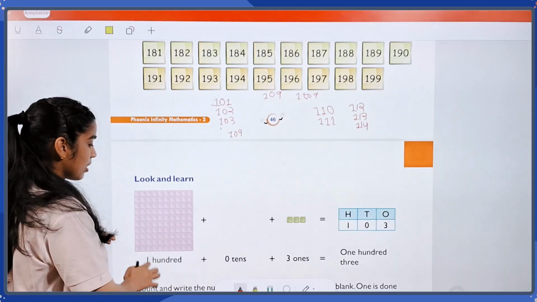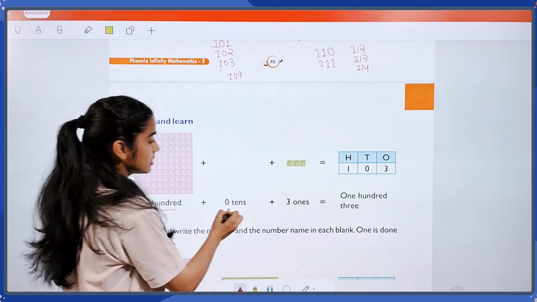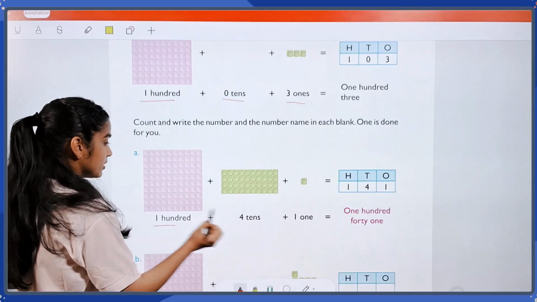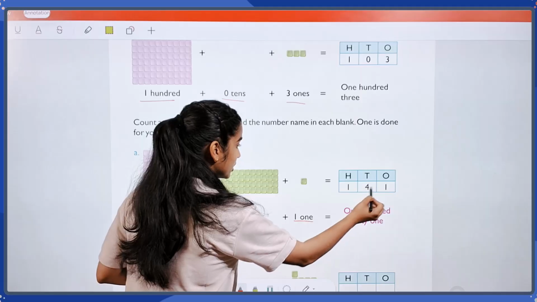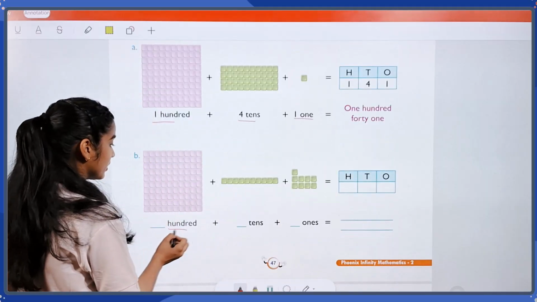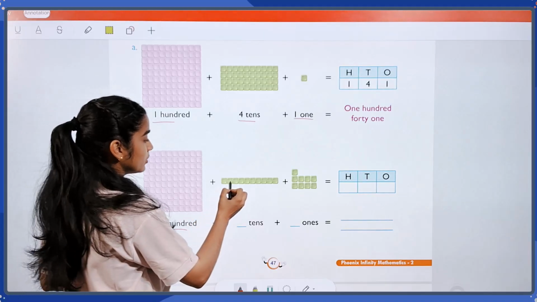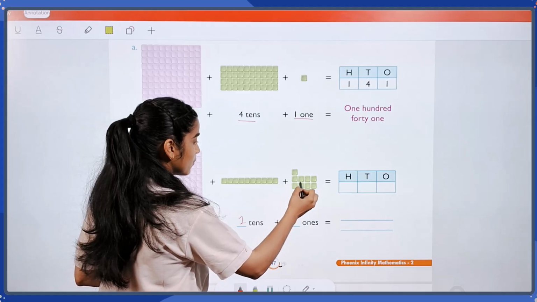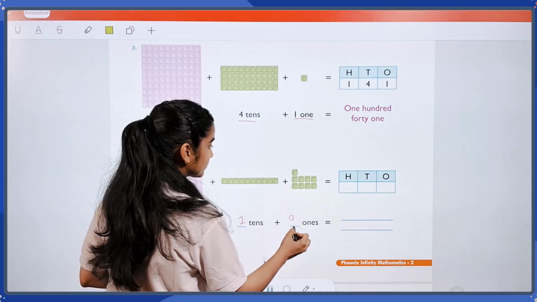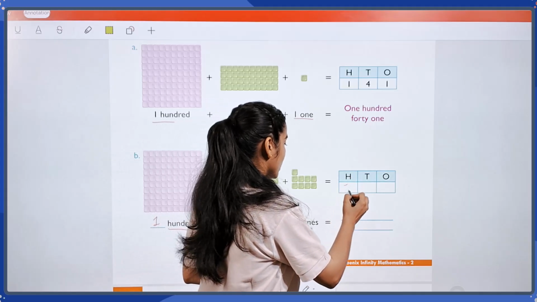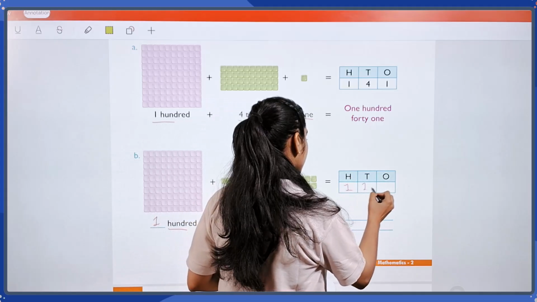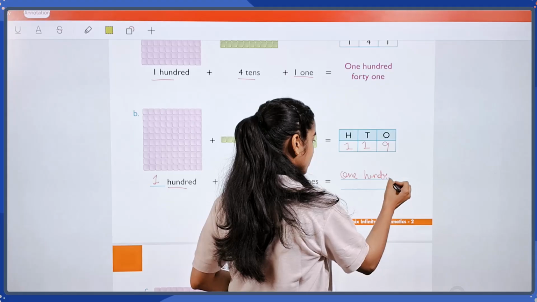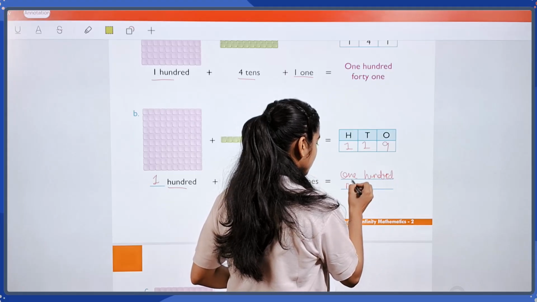Now look and learn. How many hundreds do we have? 1 hundred, 0 tens and 3 ones, which means 103. Now 1 hundred, 4 tens, 1 one, so 141. Now 1 hundred. How many tens? 1, 2, 3, 4, 5, 6, 7, 8, 9, 10. 1 ten. Then 1, 2, 3, 4, 5, 6, 7, 8, 9, so 9 ones. This is our 119.